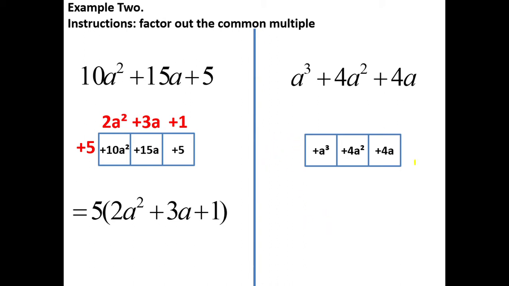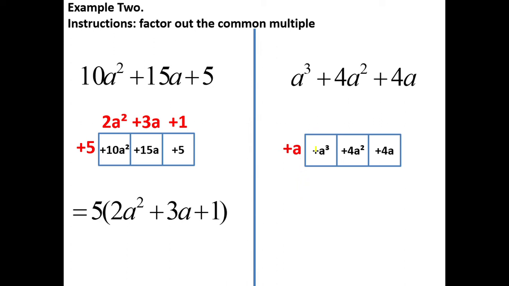Well, you can't take a 4 out because 4 comes out of this one and 4 divides out of this one, but there's no 4 in this first term. So you can't take 4 out. Well, how about A? There's an A in here, there's an A in here, and there's an A in here. So we can take out an A.